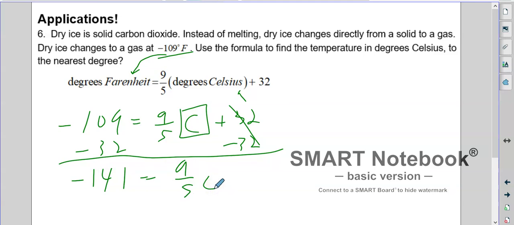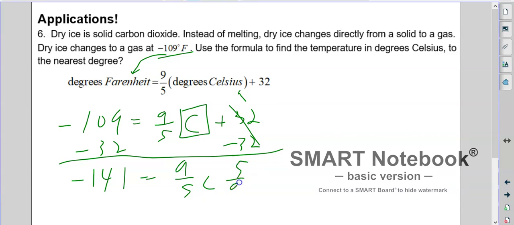Now, here's the thing. We need to get rid of the 9/5. There's two ways to go about it. We can get rid of each number by itself, separately. All right? We can multiply both sides by 5. That would cancel the 5. We'd be left with 9C. And then we could divide by 9 and get rid of it. Or we can, in one fell swoop, get rid of both by multiplying by the reciprocal. All right? Which is 5/9.